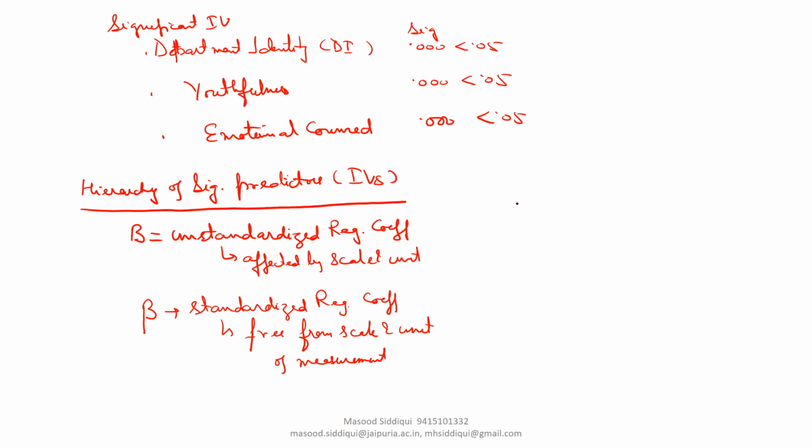Suppose we have three variables which are significant: x1, x2, x3. All have the same value of B, and these values are 5, 5, 5. Suppose the first one is measured on a scale of 1 to 5, the second on a scale of 1 to 10, and the third on a scale of 1 to 100.